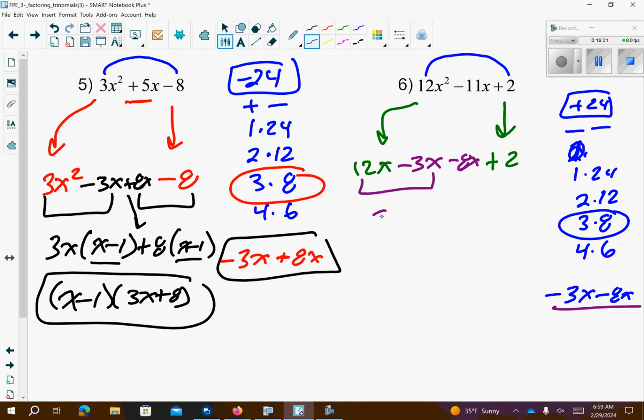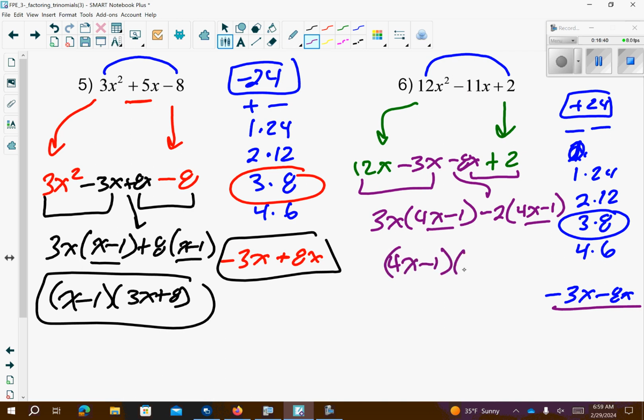I can factor a 3x out of both of those. That leaves me 4x minus 1. Remember, I have a placeholder for everything that factors out. Middle sign comes down. I can factor out a negative 2. So that's going to give me 4x. Change that sign, minus 1. Those are both the same, so this factors. There's our answer.